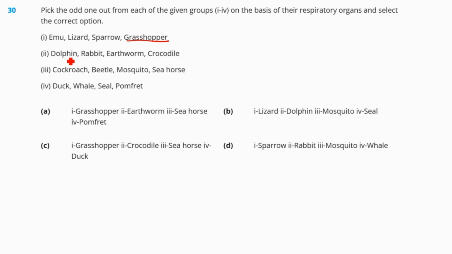Number 2, dolphin, rabbit, crocodile all have lungs except the earthworm. Cockroach, beetle, mosquito, and seahorse: here seahorse is the odd one. And duck, whale, seal, and pomfret: pomfret is the odd one here because it has gills. Okay. So our correct answer is option number A.